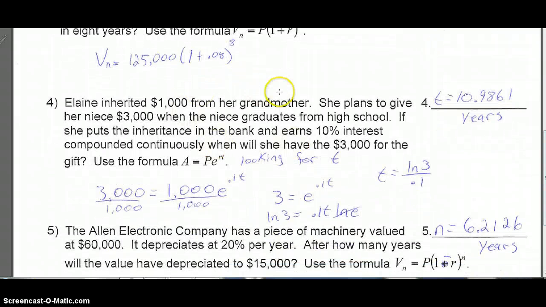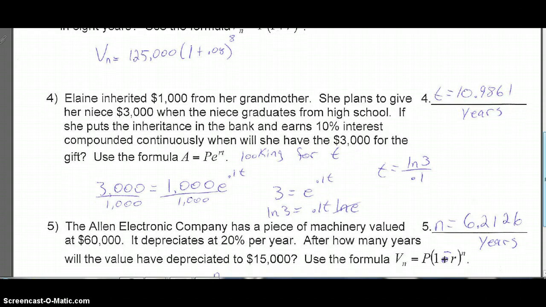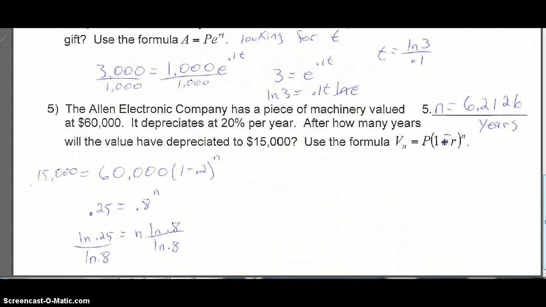Number 4, she wants to end with 3,000. She invests 1,000. You can't natural log both sides until e is by itself. So first divide both sides by 1,000. So you get 3 equals e to the 0.1t. Natural log both sides, get rid of the e, and just get ln of 3 divided by 0.1, and you get 10.9861 years.